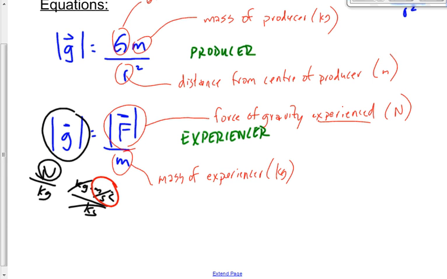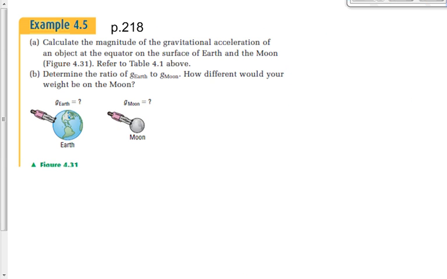It's a gravitational field that I experience right now, 9.81. The gravitational field is the acceleration due to gravity. So in this question, when they're asking us for the magnitude of the gravitational acceleration, they're really asking me for the magnitude of the gravitational field at the equator, on the surface of the moon and the surface of the Earth. Okay, let's find the field strength on the surface of the Earth.